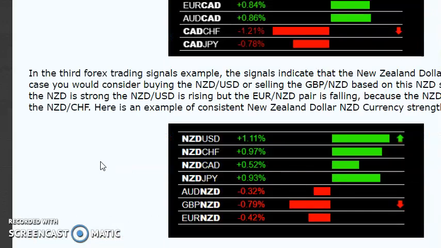Here's another example live signal. And these are real-time live signals, refreshing all the time, giving you a clear vision of what to do. This is New Zealand dollar strength. So if the New Zealand dollar is the base currency, it would have to be rising. If it's the cross currency, it would have to be dropping.